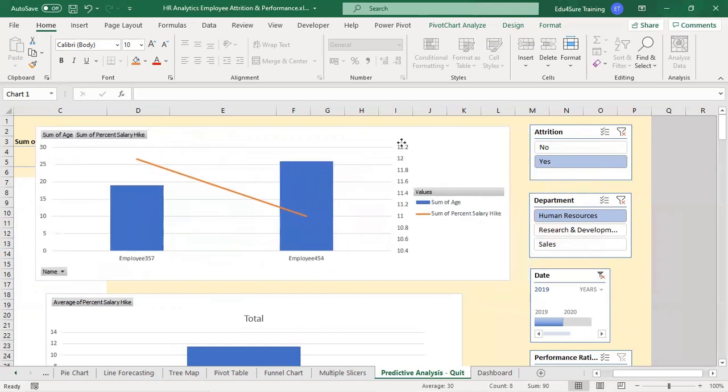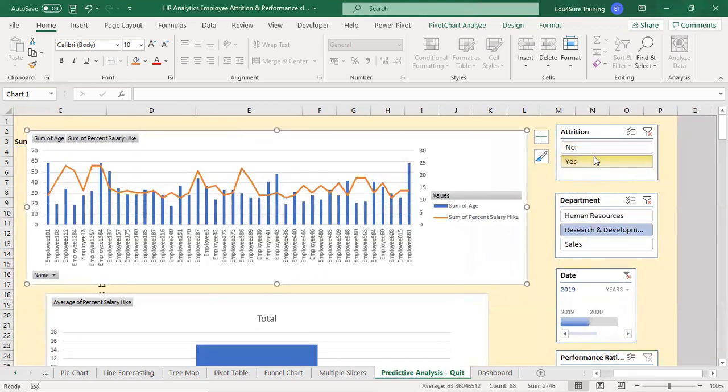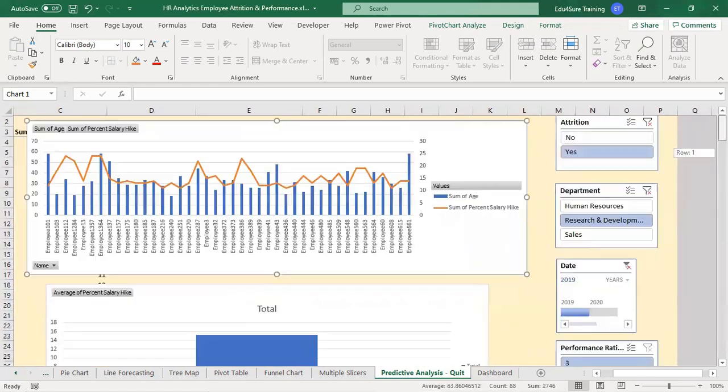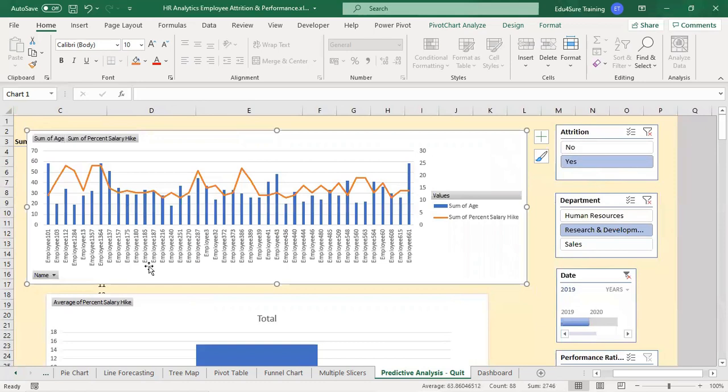Another one, go to R&D for the same year with yes. Same performance rating, we would be following 3-4, 3-4. What was the average percentage salary hike? 15.26. N number of employees left, right? So how to study? What will we do?